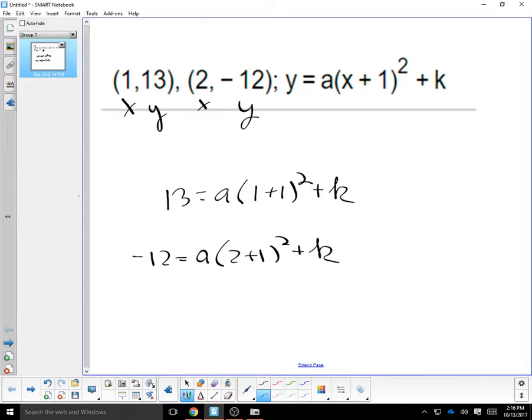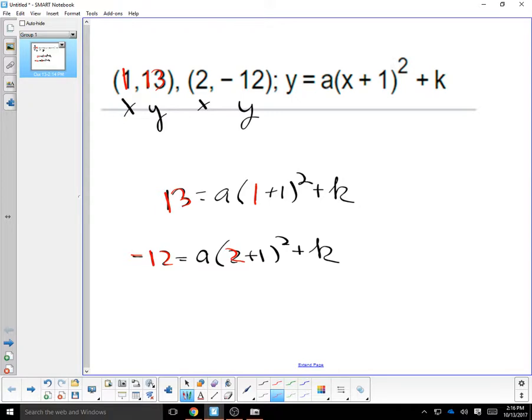Do you understand what I just did? Yeah, I plugged them in. There's 13, there's the 1. That's the y and the x position. Same thing with the other one: here's the negative 12, there's the 2.